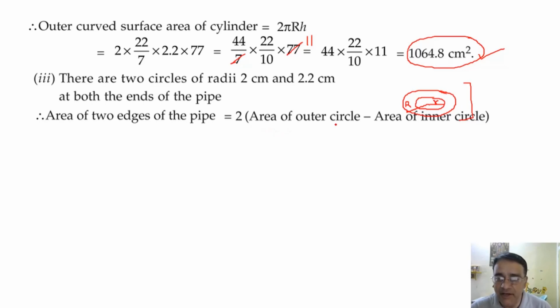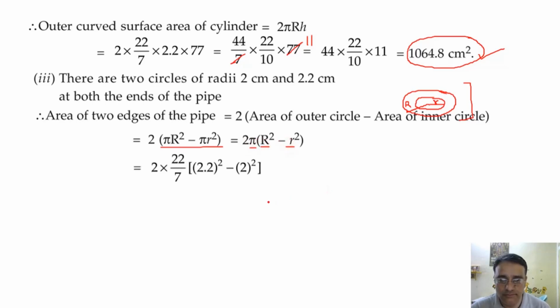Okay. Area of outer circle is pi capital R square. Area of inner circle is pi small r square. Now we can take pi common from this. Okay. Now we'll substitute the values. Pi is 22 by 7. This is 2.2 and this is 2. Okay. 2.2 whole square is 4.84 and this is 4. Right. So ये मिल जाएगा 0.84.